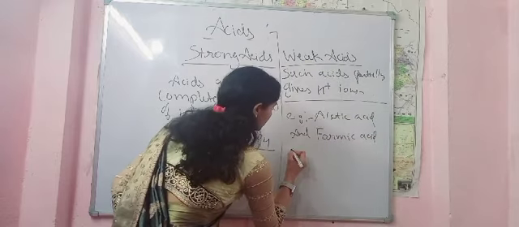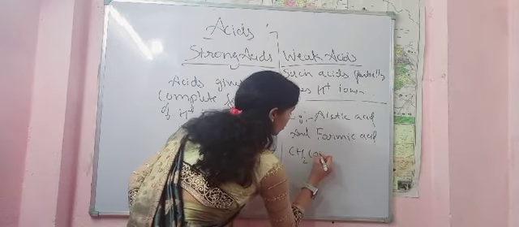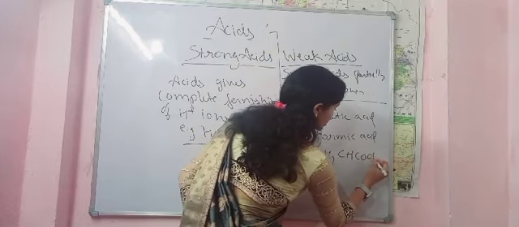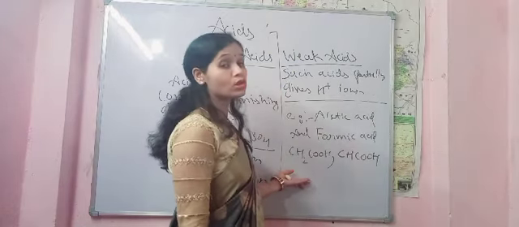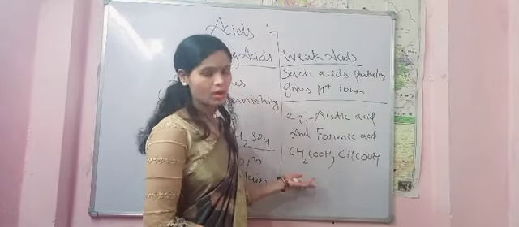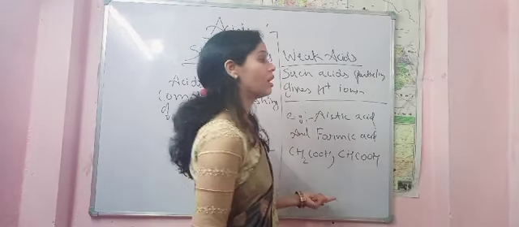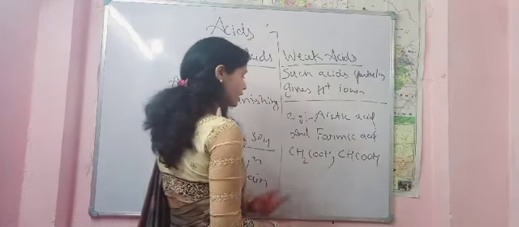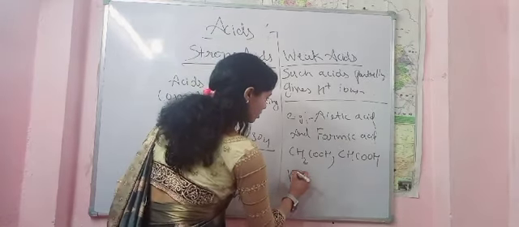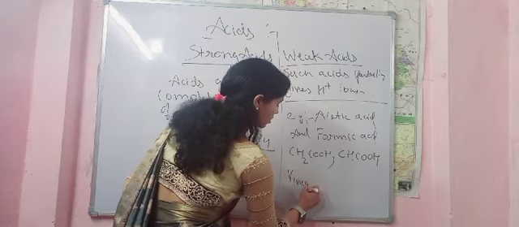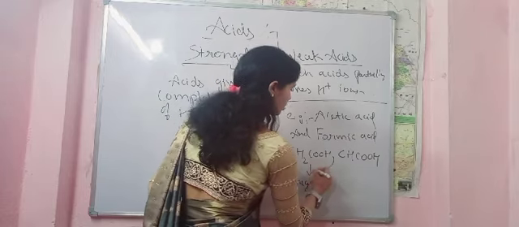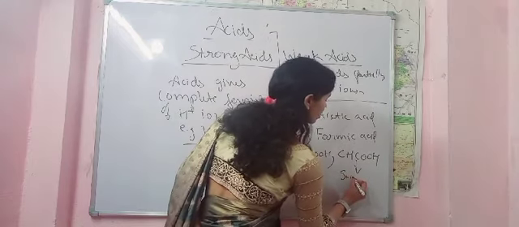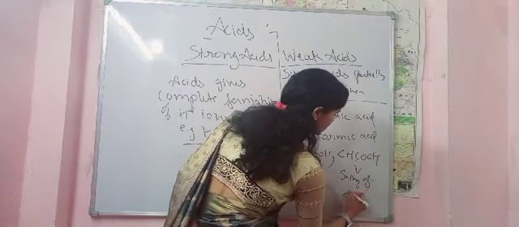Acetic acid is CH3COOH, and formic acid is HCOOH. So these are also examples of organic acids. Organic acids are acquired from nature. Acetic acid is present in vinegar, and formic acid is present in the sting of ants.